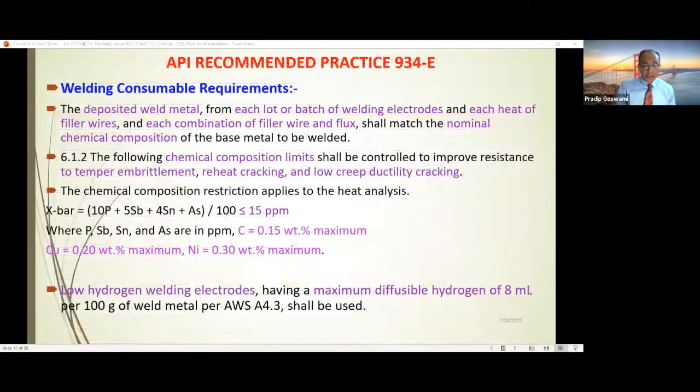And, to go across the issue, these are the typical requirements of the welding consumable. That is, you have the X bar less than 15 ppm. And as I mentioned earlier, the purpose of controlling these is to control temper embrittlement, reheat cracking, and low creep ductility cracking, or LCD.